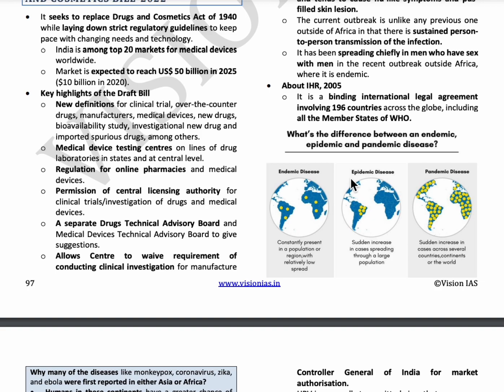If a disease is constantly present in the population or a region with a low rate of spreading, then it is called an endemic disease. If there is a sudden increase in cases in a large number, then it is called an epidemic. And if there is a sudden increase in the cases across several countries around the world, then it is called a pandemic.